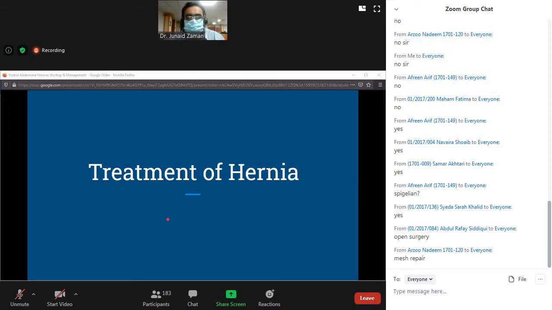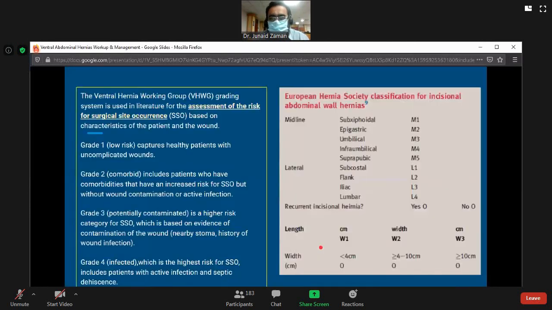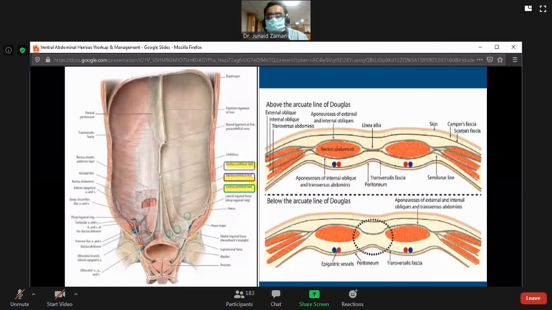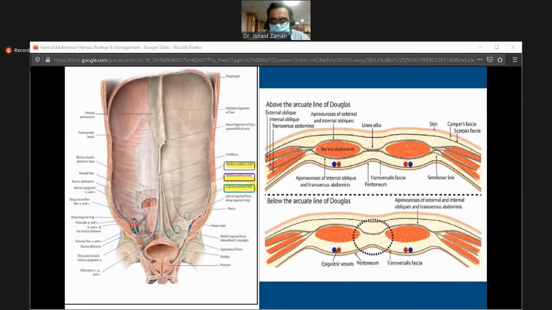So we want to place the mesh. My question to you is, if we go back to the first slide, fine. In the anatomy, where here would you like to place a mesh? If you look at the picture on your right side, there is linea alba, there is rectus sheath, there are three muscles. In which layer are you going to place this mesh?